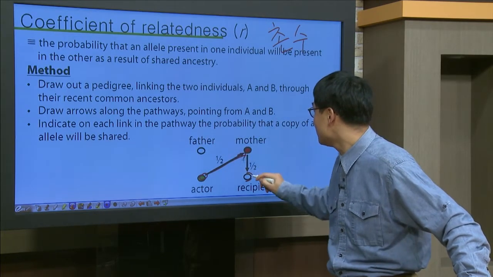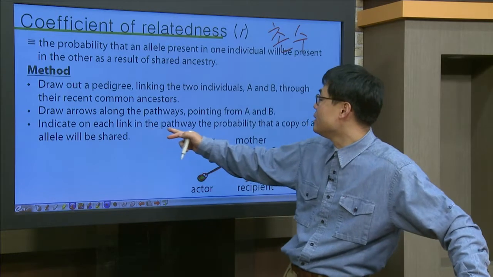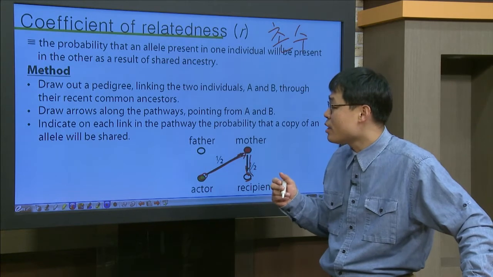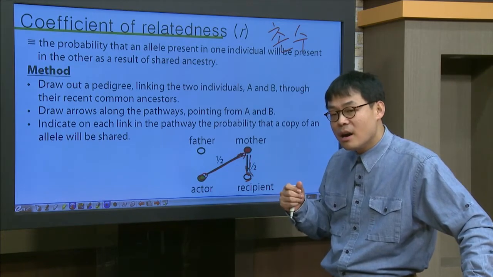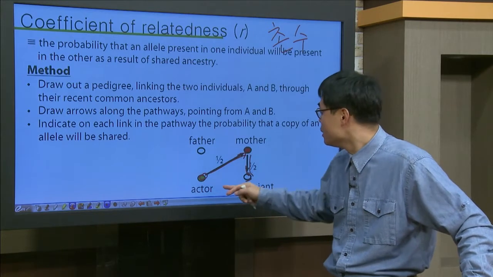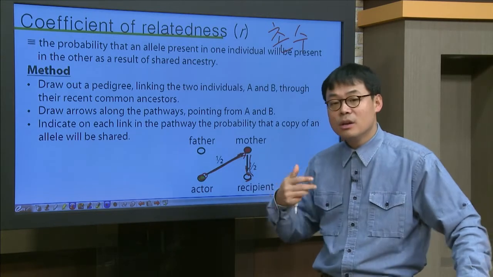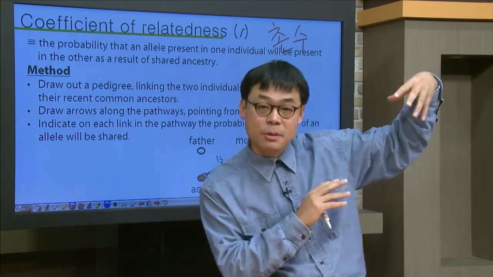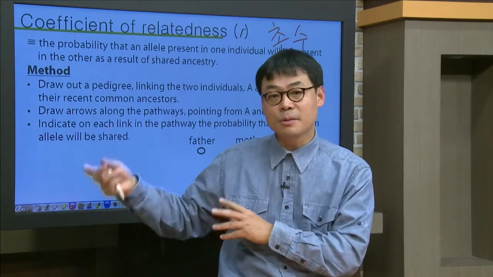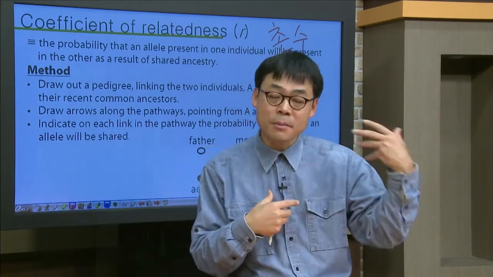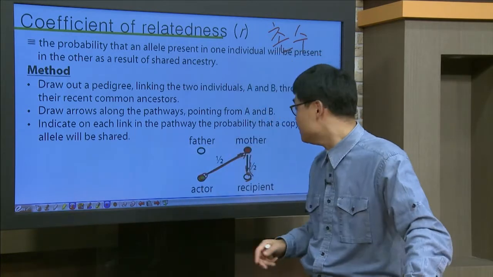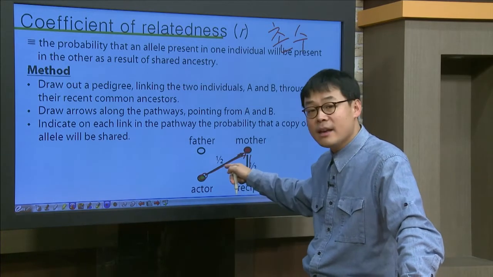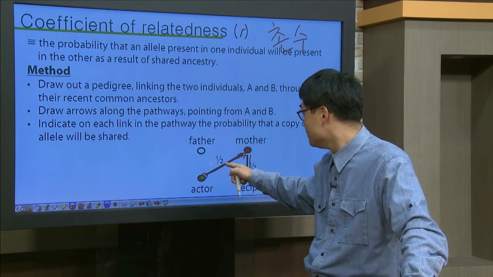So it's like this one, and indicate on each link in the pathway the probability that a copy of an allele will be shared. What it means is how closely related you and your mother are. You have two sets of chromosomes. One set of chromosomes comes from your mother, and the other set is from your father. So you and your mother are related. The probability that you and your mother share an allele is a half.